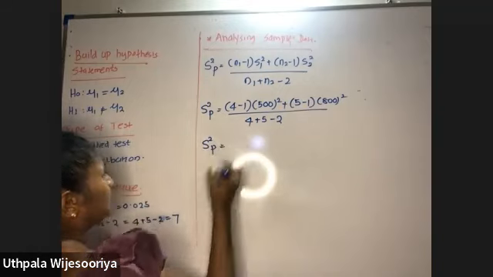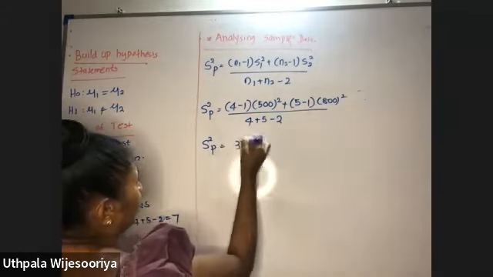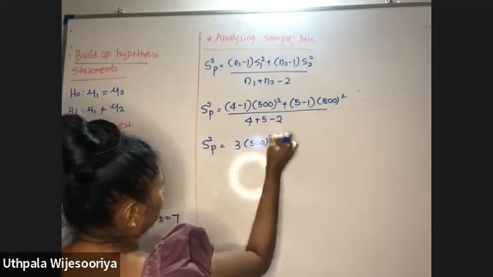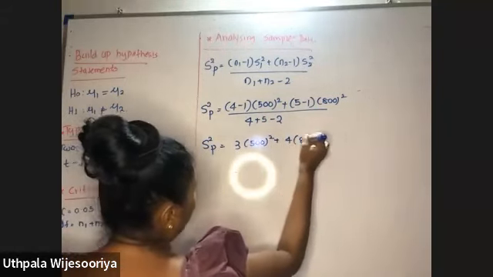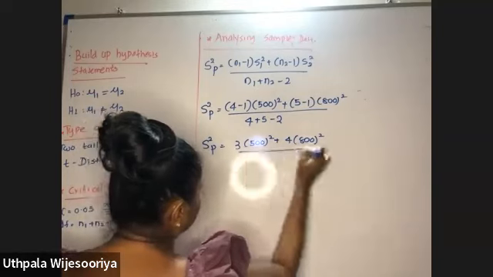Pooled variance is 3 into 500 squared plus 4 into 800 squared, over 7.